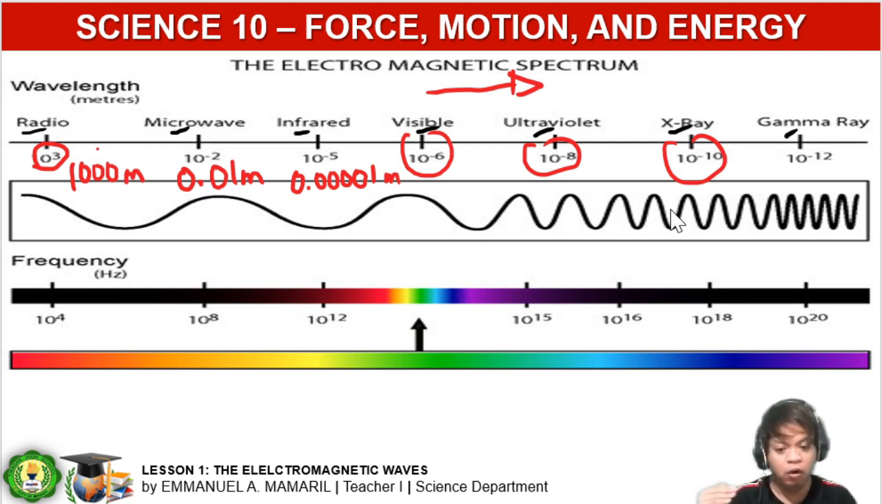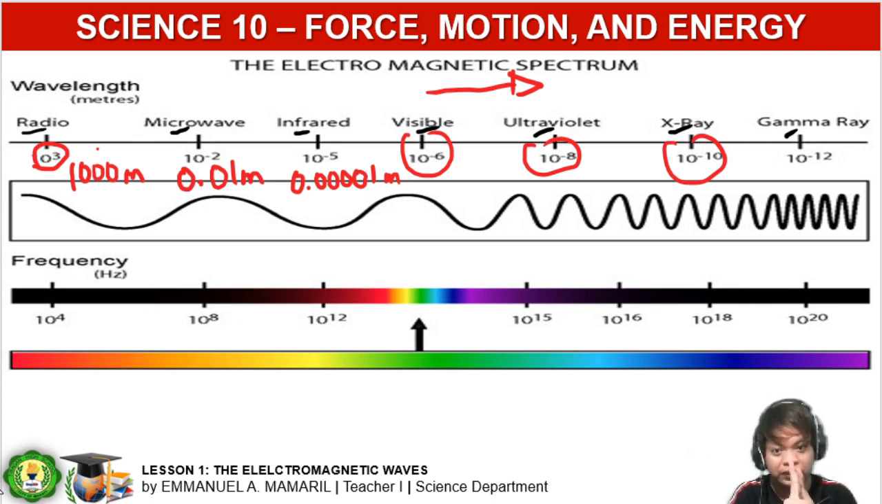So tandaan, as you go along to the right side, mas umiikli po yung wavelength ng mga different types of electromagnetic waves. Okay? Now, what about the frequency? Let us talk about the frequency here. So let us start with the radio wave. Again, frequency is the number of waves passing through a point at a given time. So ilang waves ba yung dadaan, for example, dito sa area na to sa loob ng 1 second?